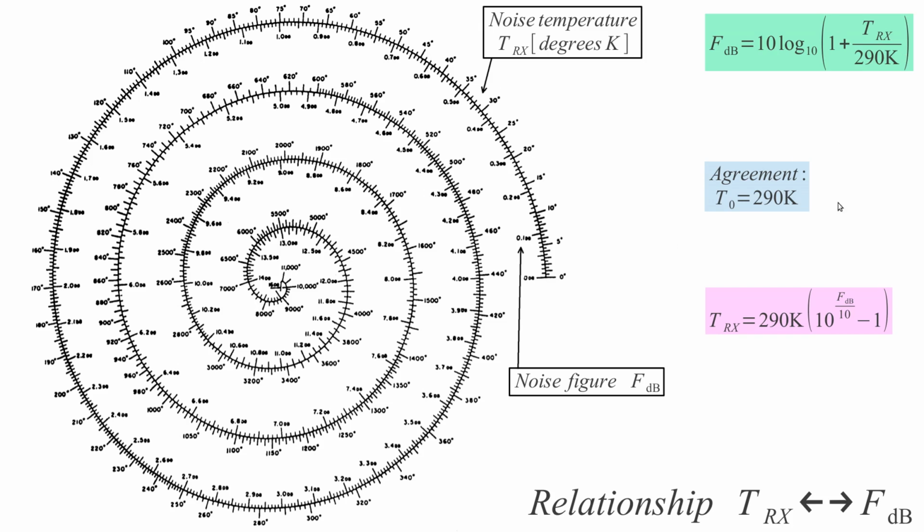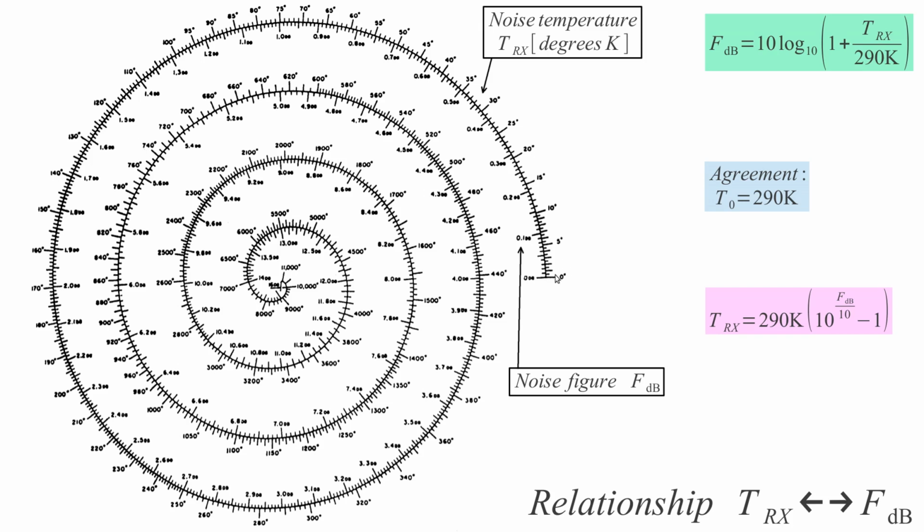Of course, we have relationships in both directions, provided that we follow the agreement of 290 Kelvin. So using this nomograph, we can quickly say that if we have a 1 dB noise figure of our amplifier, this equals 75 degrees Kelvin of noise temperature. If we have 120 degrees of noise temperature, this is 1.5 dB of noise figure. So it's very easy to use.